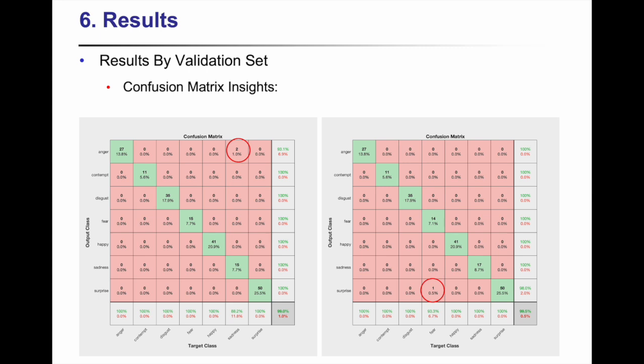In these two confusion matrix images, we can see on the left one the model confused the sadness face with the anger face. Two sadness faces were classified as anger faces. And in the right one, the confusion matrix shows the model confused the fear face with the surprise face.